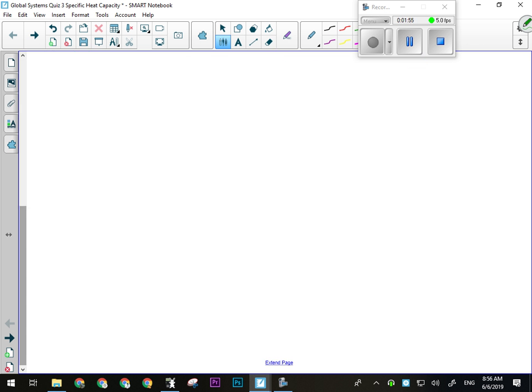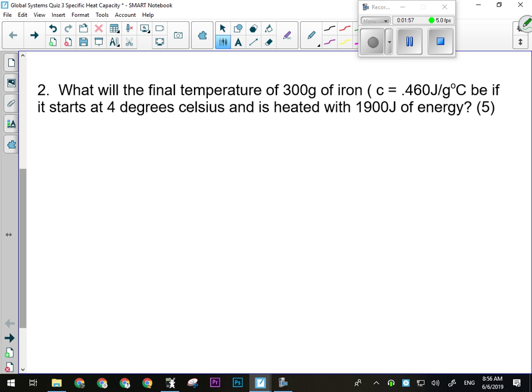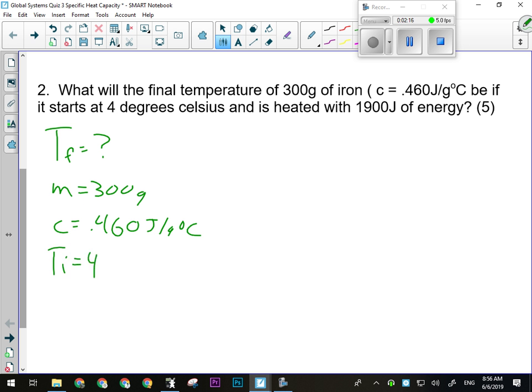Question number 2. Okay, has that extra step at the end where we find one of the 2 temperatures. So what's the final temperature going to be? If 300 grams of iron starts at 4 degrees Celsius and is heated using 1900 joules worth of energy. 1 mark for givens. All right, we got E equals MC delta T.